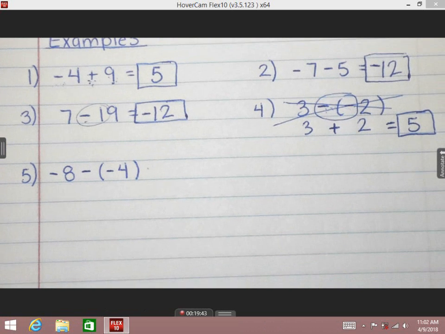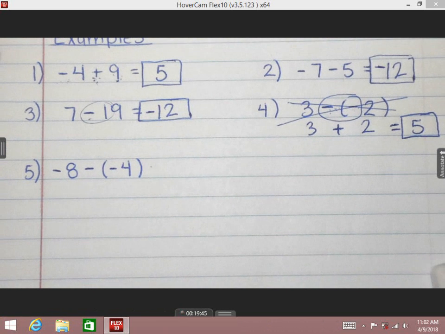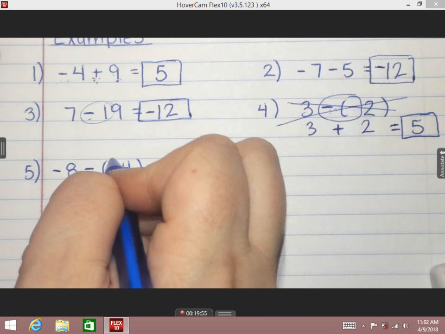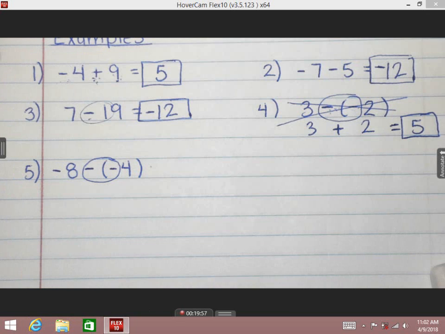Minus a negative 4. So again, when I look at this problem, what's the first thing that I notice that's an issue? Jorge? We have a double sign. Do y'all see where my double sign is? All right, so we have a double sign. So we're going to circle our double sign.